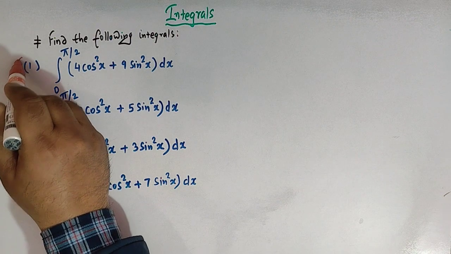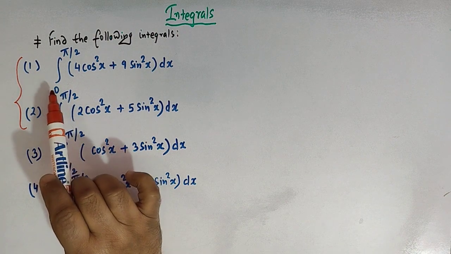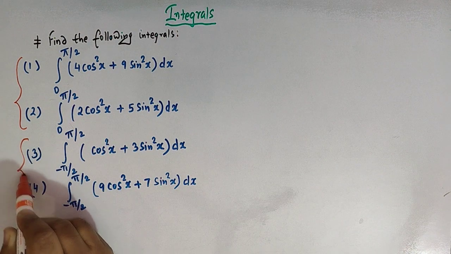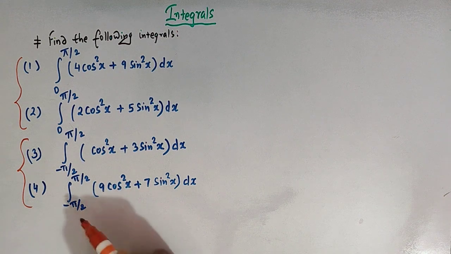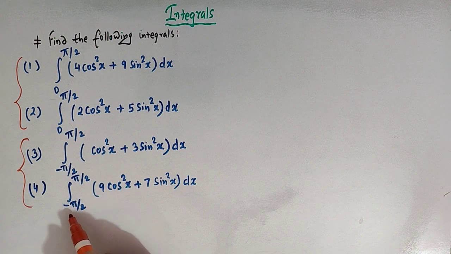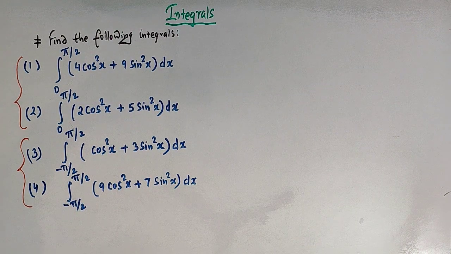In the first two integrals, the limits are from 0 to pi by 2. Here also we have 0 to pi by 2. And in the next two integrals, the limits are from minus pi by 2 to pi by 2. Here also we have minus pi by 2 to pi by 2.